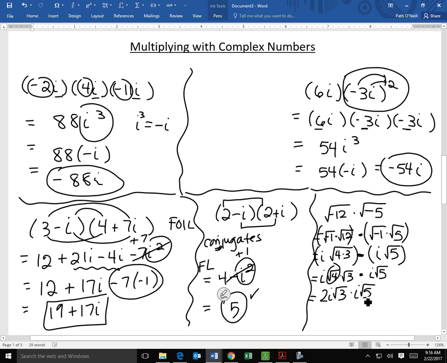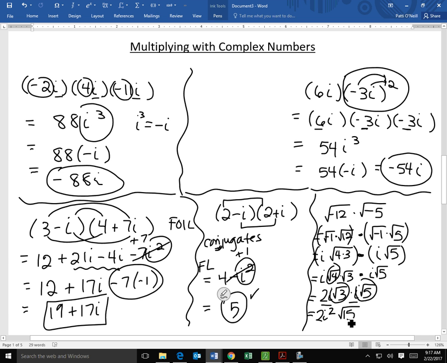Now I have to multiply these together. I'm going to take anything in front of the square root sign, the 2i and the i, and multiply that together. That leaves me with 2i squared. And then I'm going to multiply the two positive numbers underneath the square root sign. The square root of 3 times the square root of 5 is the square root of 3 times 5, or 15.